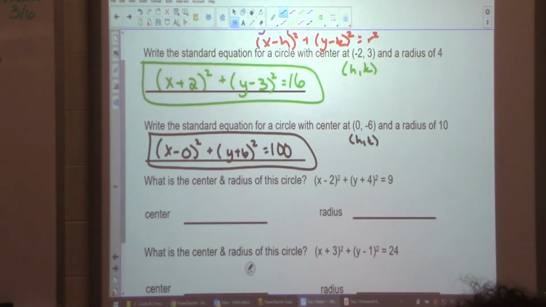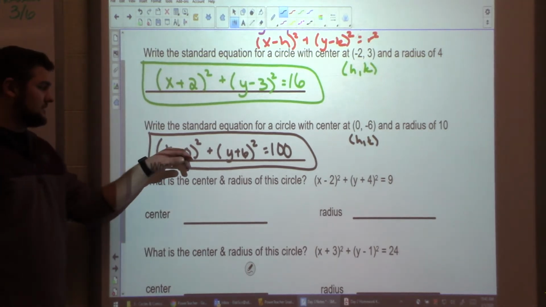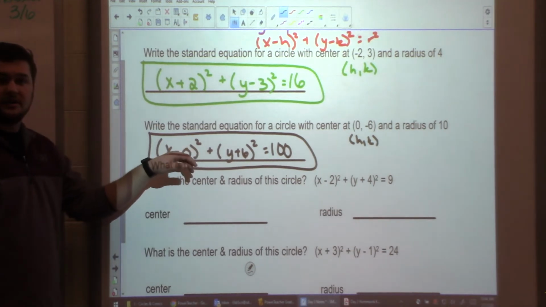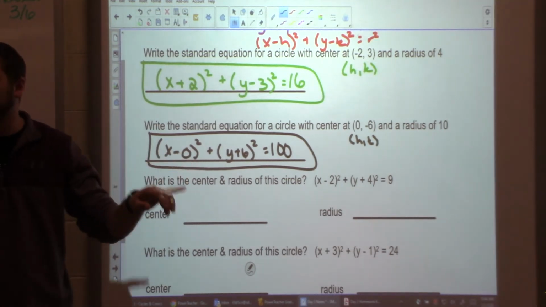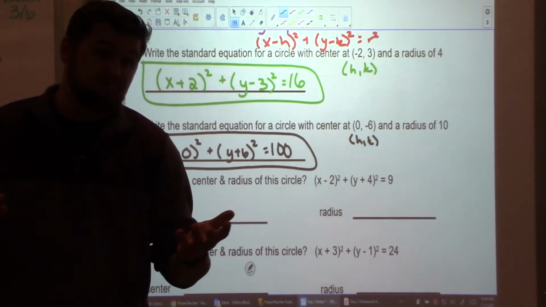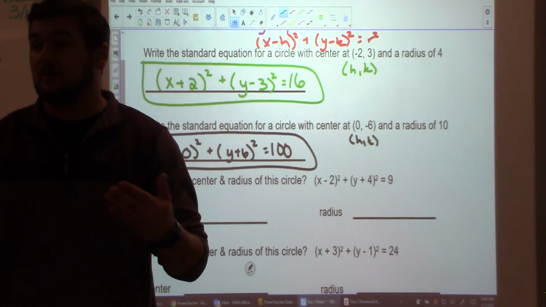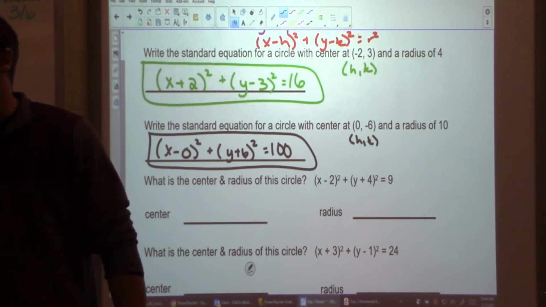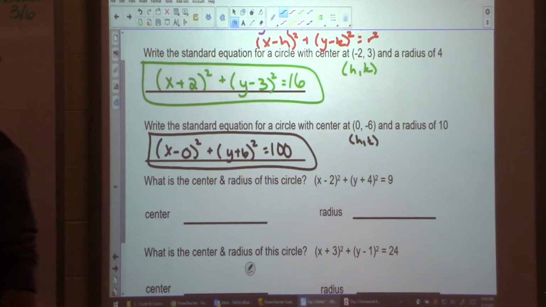Yes. Is there another way I could write part of it? What's x minus 0? X. So can I just write x squared here? Yeah, that's perfectly okay with me. If you want to do that, it's perfectly okay. If you want to leave it x minus 0, perfectly okay. I really don't care either way. It means the same thing.